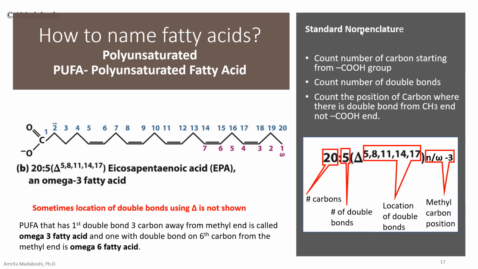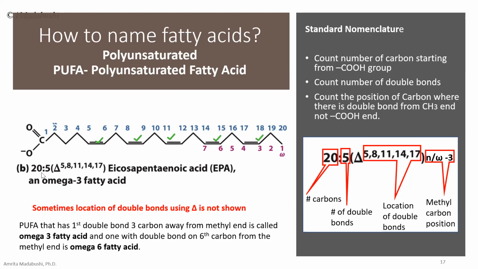If you see here, what we're going to learn is that it is pretty much the same. The number of carbons is 20, so it is 20:5. Why? Because there are 5 double bonds. Let's count: 1, 2, 3, 4, 5. So there are 5 double bonds.